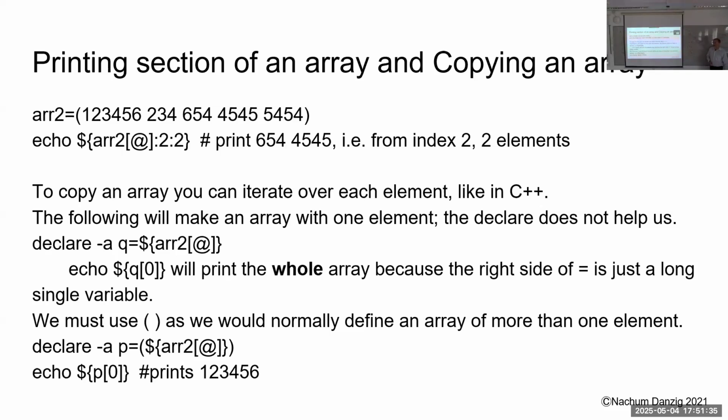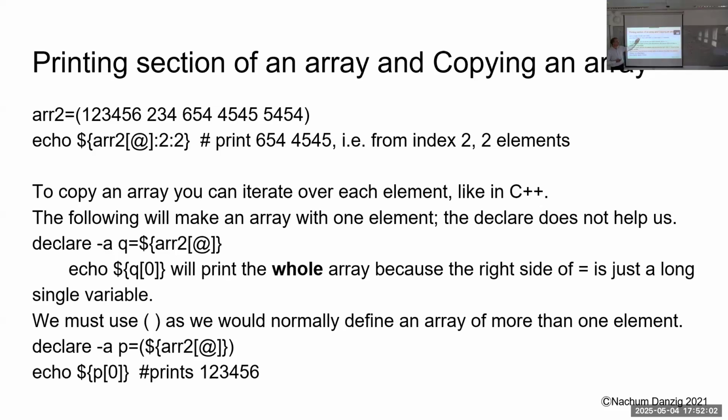Here's another example of an array, and I use 2:2:2. Now, when we're referring to an array, it doesn't mean from letter 2, from the third letter, two letters. It means from index 2 in the array, because it's an array.